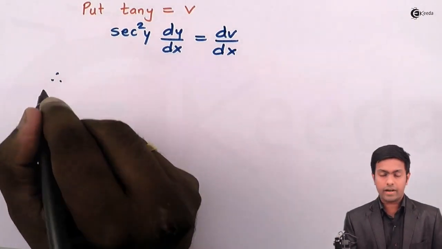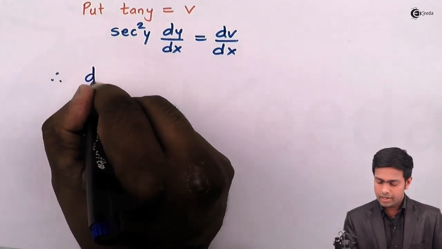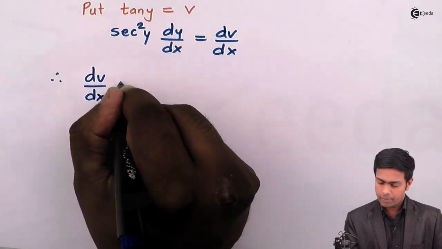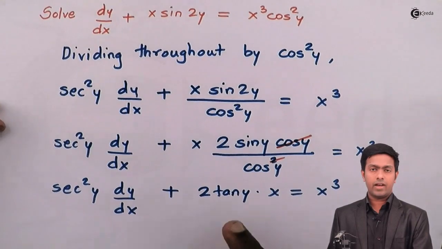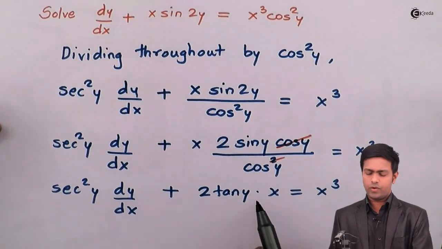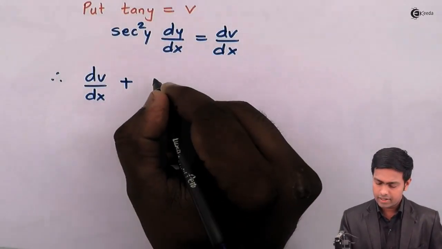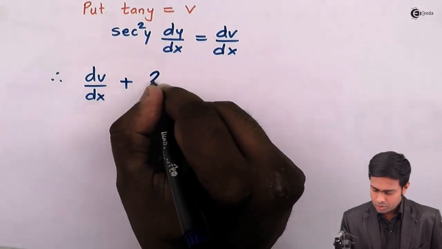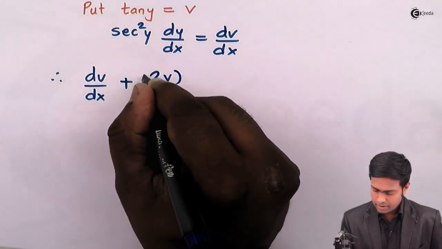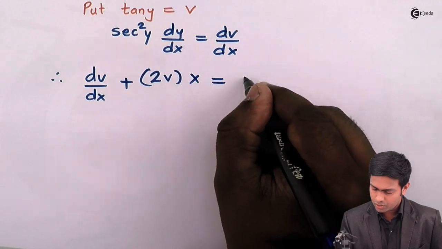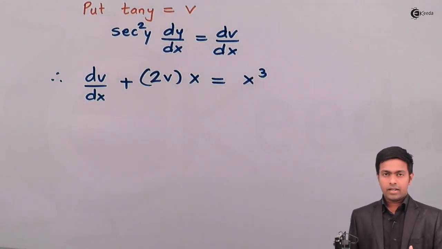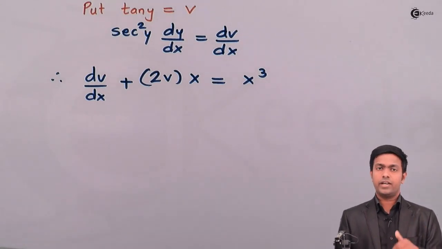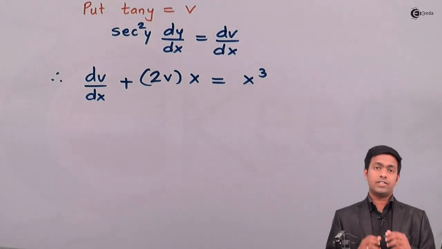So therefore our equation will become dv upon dx plus, now here we have 2 tan y, where tan y is v, so 2v into x. So here I'll say 2v into x is equal to x cube. Now can you see that we have converted it into a linear differential equation?